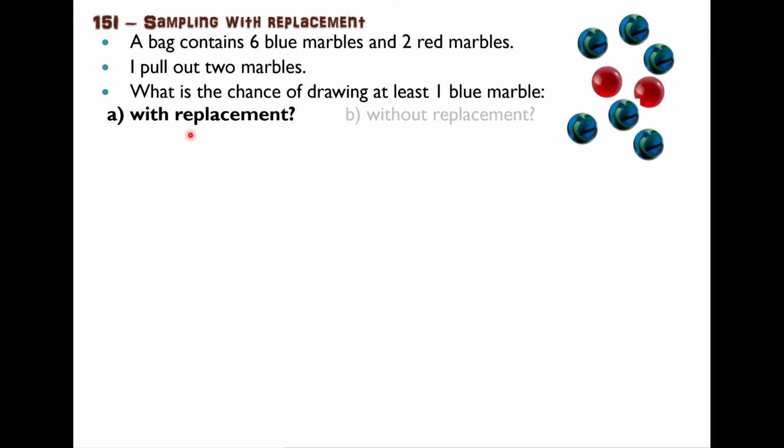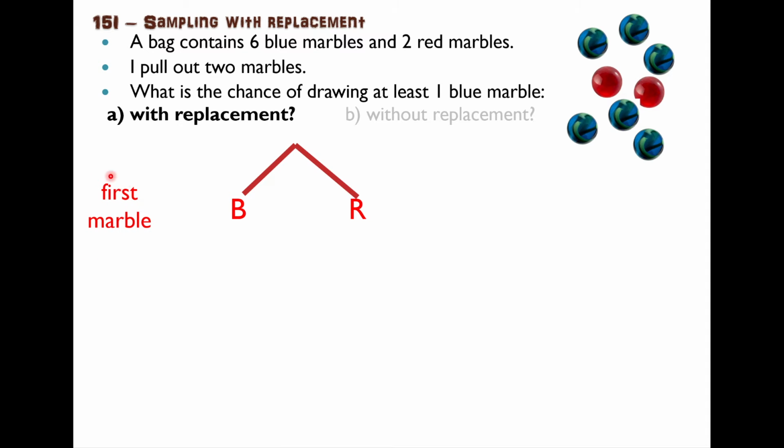You pull out a marble, you look at the colour, and you put it back in the bag. You replace it in the bag. That is what I mean when I say with replacement. So let's figure out the chance of drawing at least one blue marble with replacement. To do this, a good way to do it is with a tree diagram.